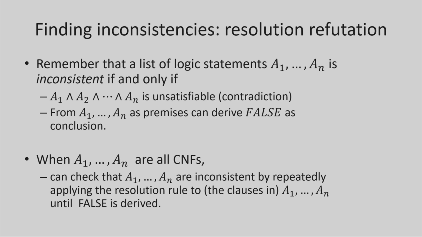So in order to check whether your list of statements is inconsistent, you could check whether you could derive false from it. And what does it mean to derive false? Well, it's enough to have some literal W and some literal not W, and you could apply the resolution rule to them and get false. So if you have a more complicated statement, P or Q, P or not Q, not P, you may need to apply the resolution rule several times, and eventually you will derive false.